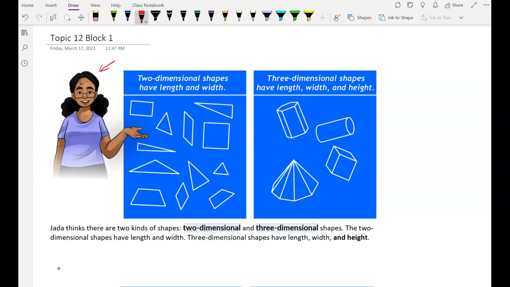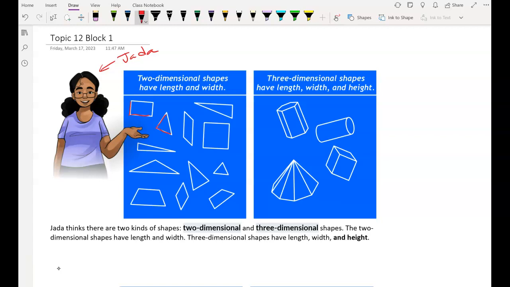Meet Jada. Jada thinks that there are two kinds of shapes, two-dimensional and three-dimensional shapes. And she's probably right. The two-dimensional shapes have length and width. The three-dimensional shapes have length, width, and height, which helps give them their volume. Two-dimensional shapes have area. Three-dimensional shapes have volume if you measure all three of the sides and multiply them together.